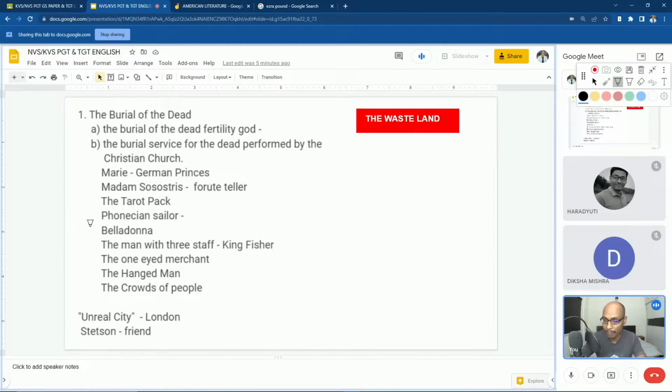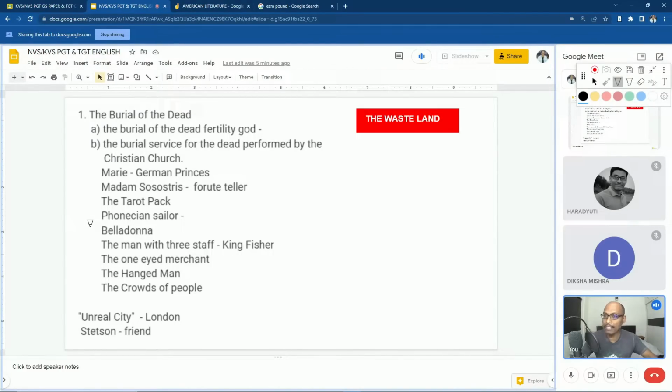Mary is a German, and she is a Westlander, and for that woman, sex is an ordinary thing. She doesn't find anything offensive if she has multiple sex partners. And then Mary and her cousin, they will have sex, and Madame Sosostris is the soothsayer, the fortune teller. She uses tarot cards, a pack of cards, and there is a Phoenician sailor also, and then there is Belladonna, and they are living in the unreal city, which is London.